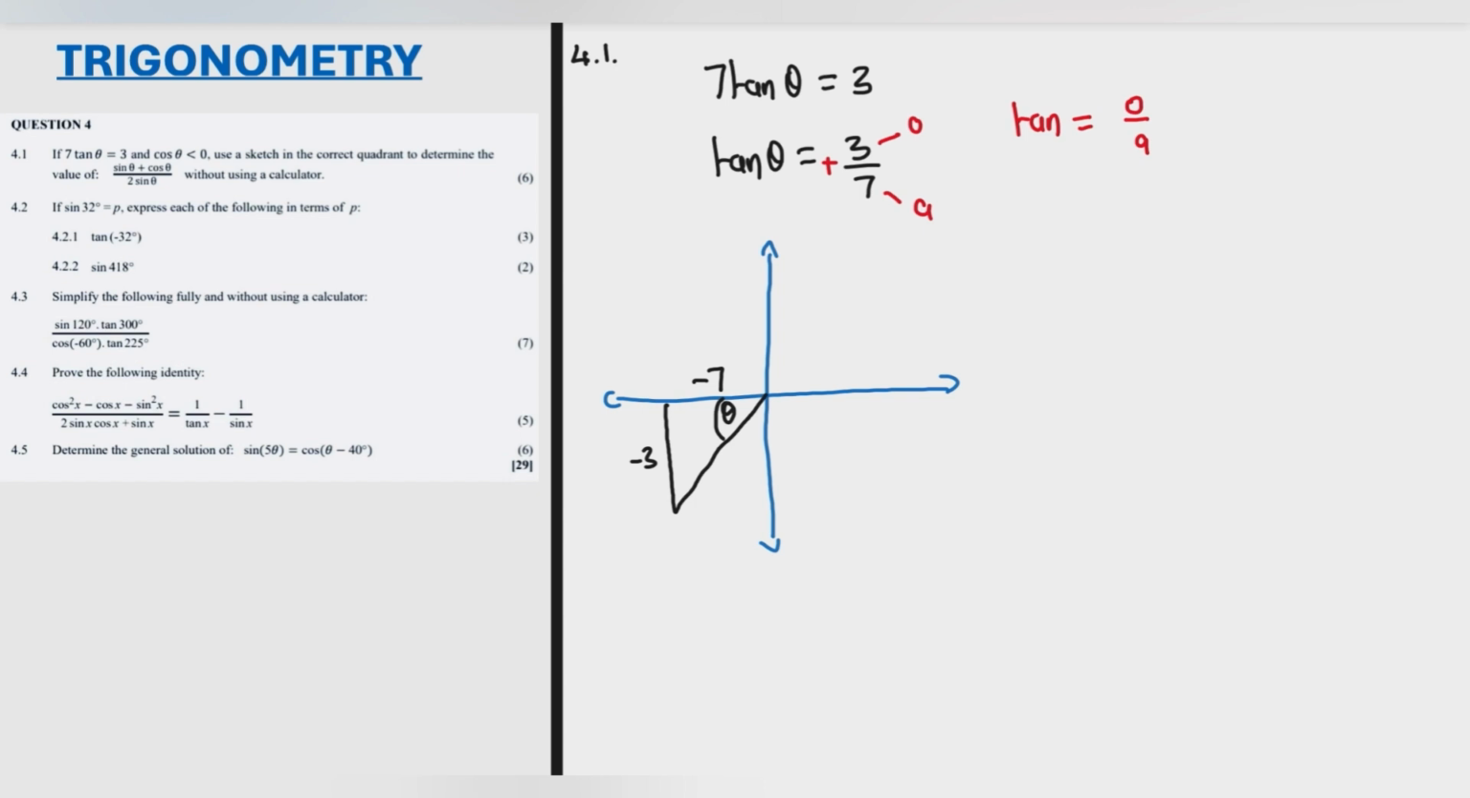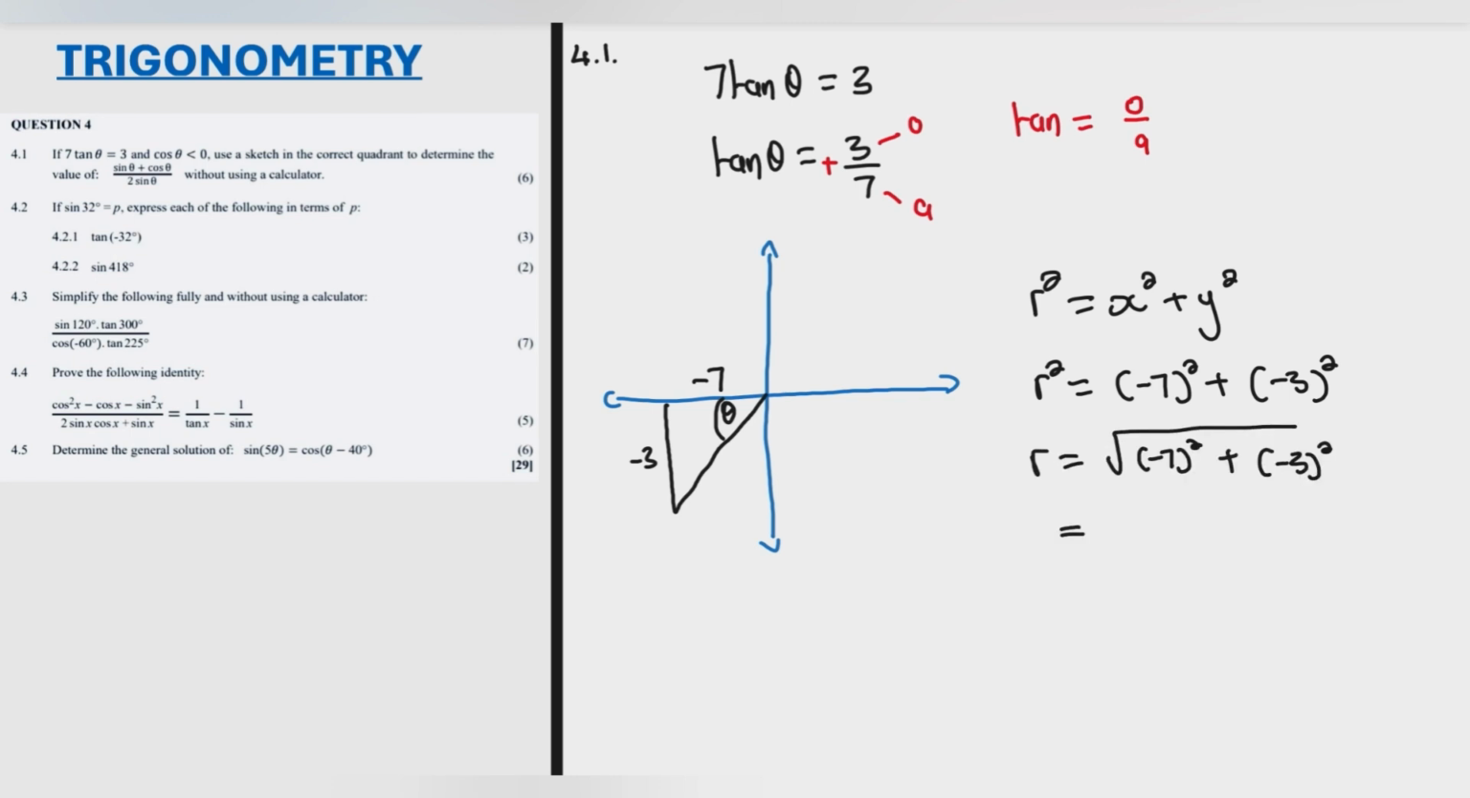So that means we're going to use the theorem of Pythagoras to find the missing side. Our r, that's what we're looking for. Our x is -7 and our y is -3. Right, plug that in the calculator. Let's see what you get. So I get square root of 58, which is our r, so we go and put it there: square root of 58. Right, so now we can go into answering the question.